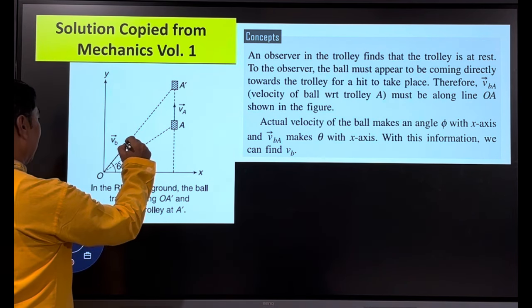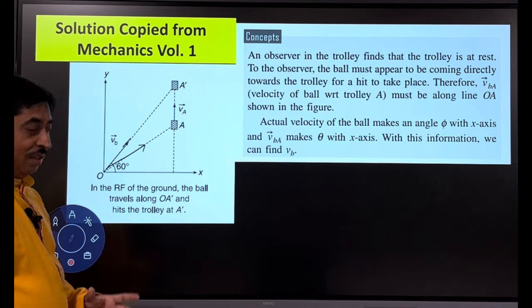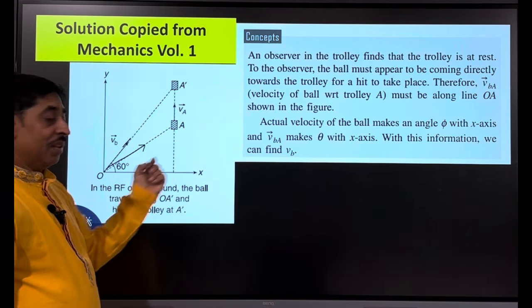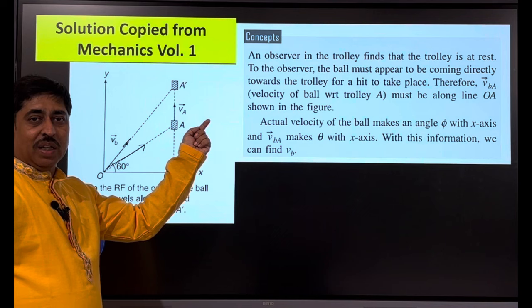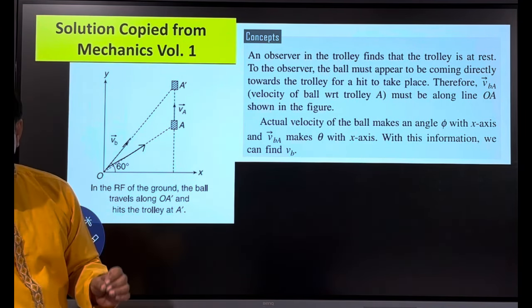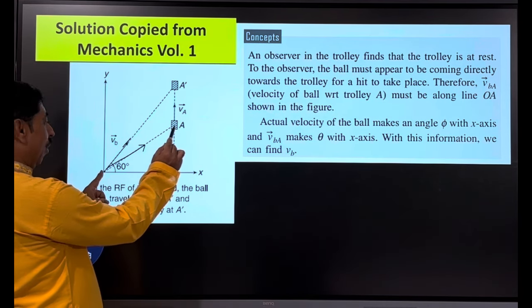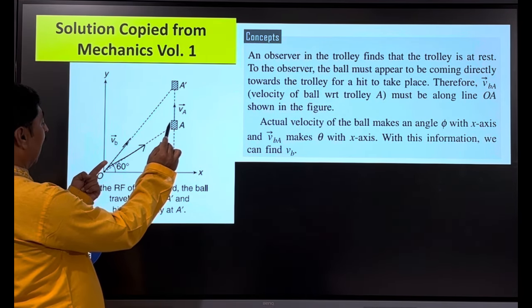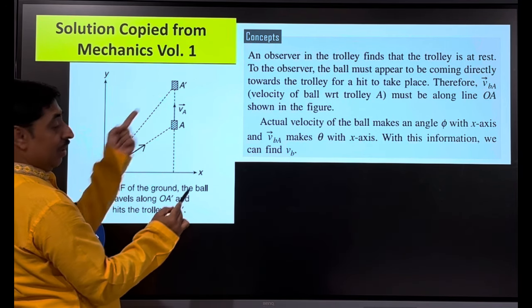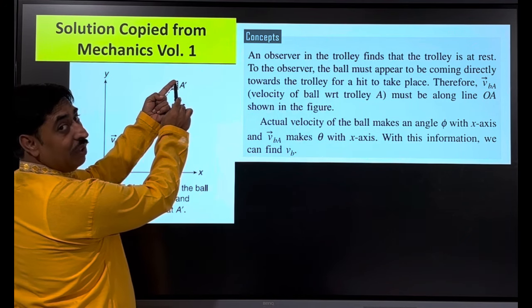In the reference frame of the trolley, the ball must be moving in this direction. The trolley is at rest in that reference frame. The ball is moving in that direction. There is a hit. In the reference frame of the ground, the scenario is pretty different. In the reference frame of the ground, this is what has happened. The trolley is here, the ball is here. The ball has been projected in this direction. So the ball keeps moving along this line, the trolley moves like this, and there is a collision over here.